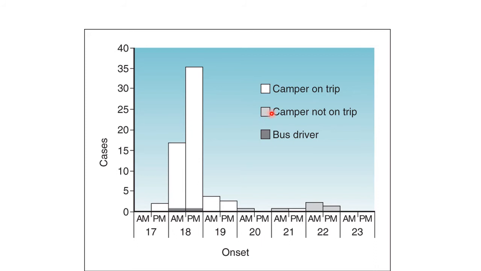This light gray is going to be campers not on the trip, and then the bus driver was in this dark gray box here. So you can kind of notice they were exposed to the water at some point at camp. Notice here that a lot of the campers on the trip end up becoming symptomatic, returned home, and then all of a sudden you have people who were not on the trip actually getting infected as well. So these are kind of these secondary cases that are starting to pop up. So kind of a bimodal sort of peak here.